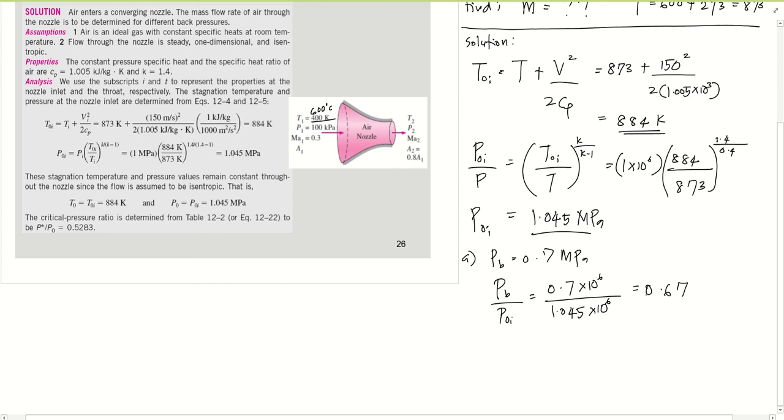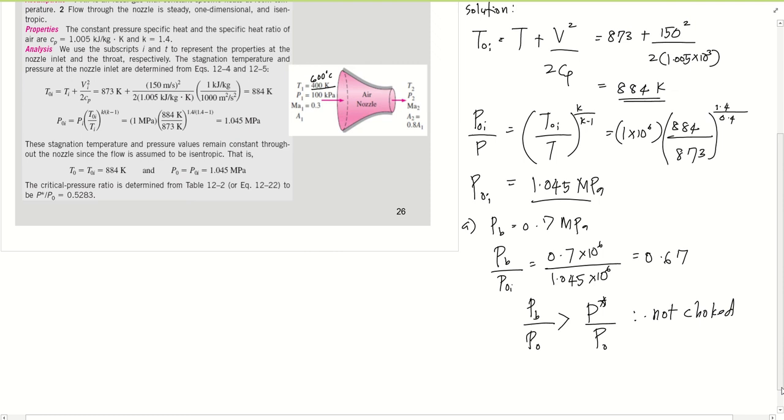So at this condition, PB over P0 is higher than P critical over P0. Hence, at this condition, it is not a choked flow. In order to find m dot, we need to use either table A13, or we can use the equation, which is also available.